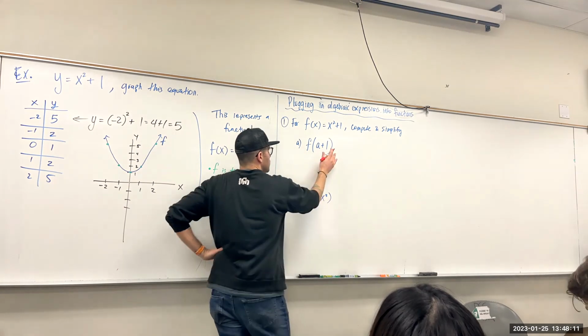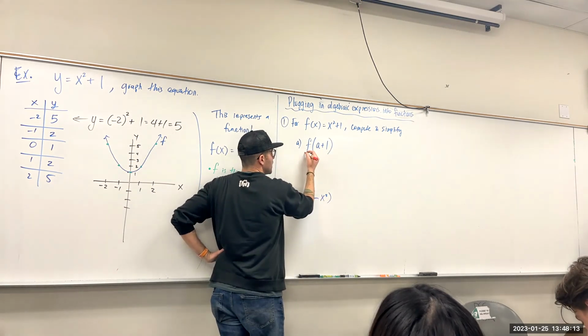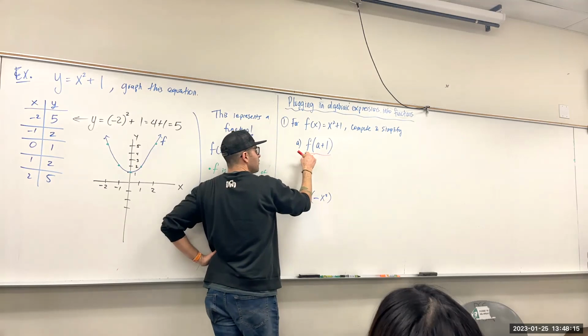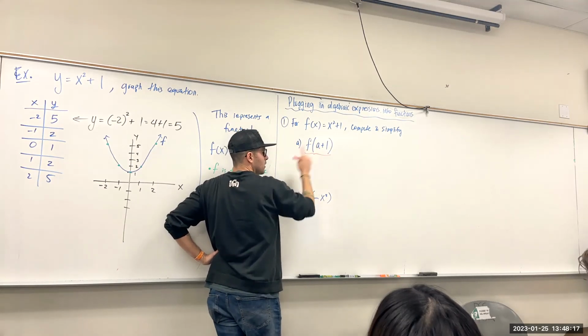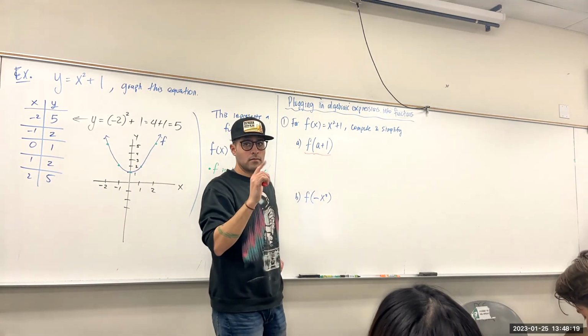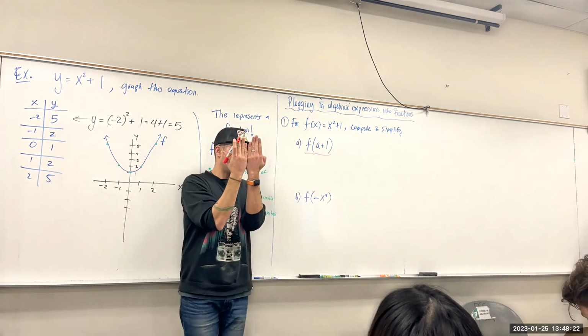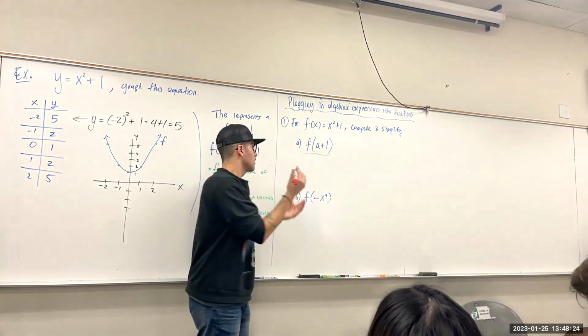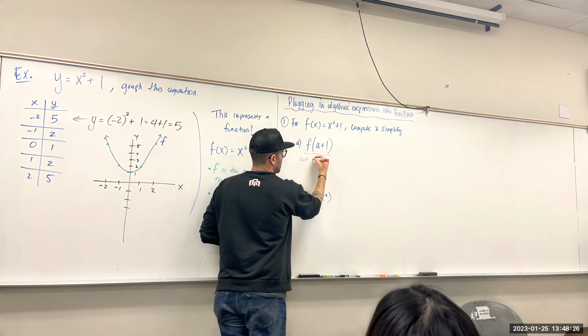So before we jump in here, I want you guys to understand that F and a plus 1, they're not multiplying. I know that usually in math, we put two things together to represent multiplication. So this is not multiplication.